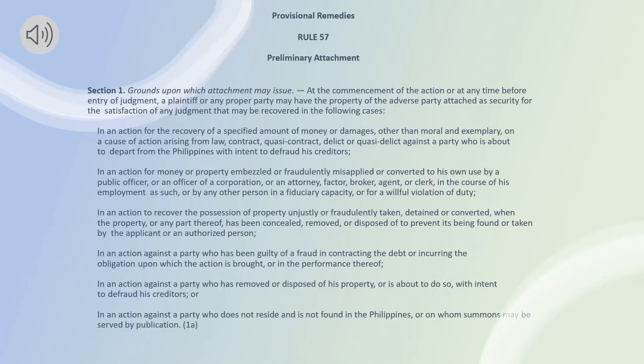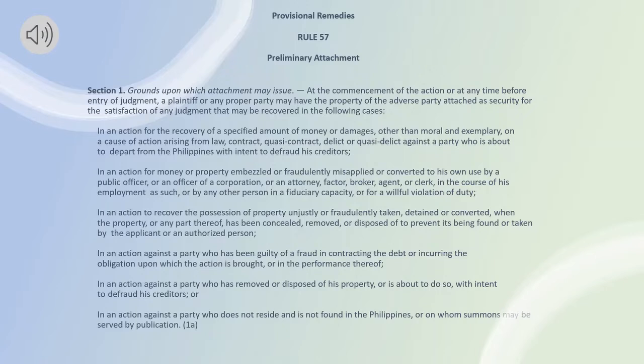(b) In an action for money or property embezzled or fraudulently misapplied or converted to his own use by a public officer, or an officer of a corporation, or an attorney, factor, broker, agent, or clerk, in the course of his employment as such, or by any other person in a fiduciary capacity, or for a willful violation of duty.